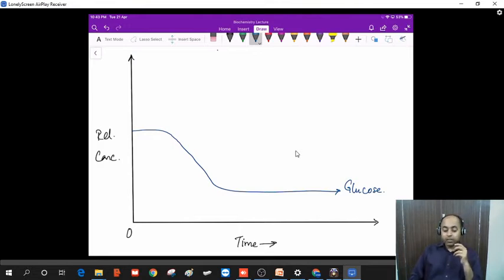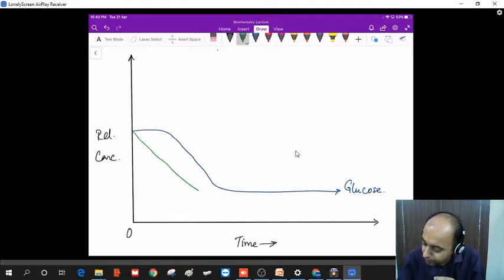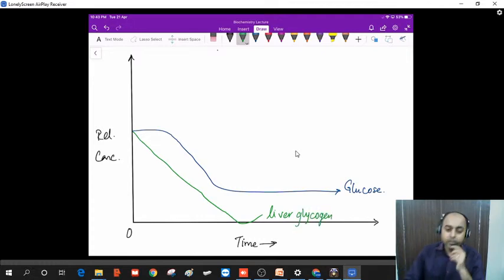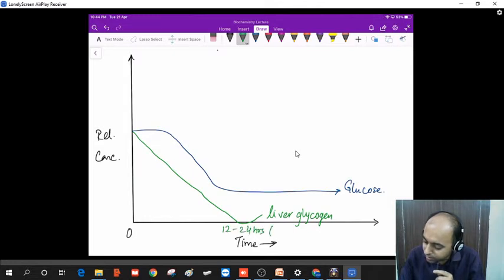At the same time, when no more glucose is coming, glucose degradation is going on, the liver glycogen will try to support this glucose concentration. This is the liver glycogen. The liver glycogen is typically exhausted in 12 to 24 hours, an average of 18 hours.